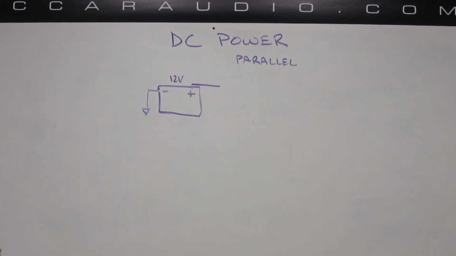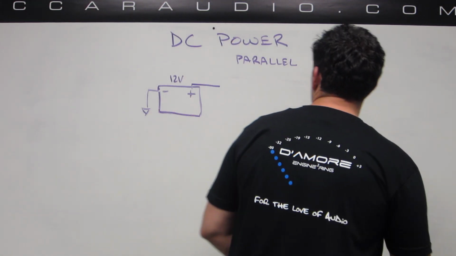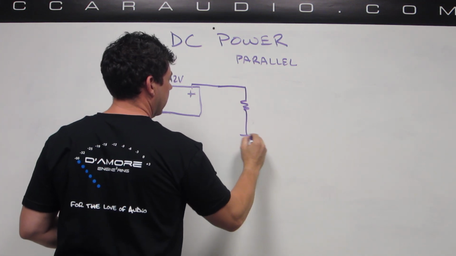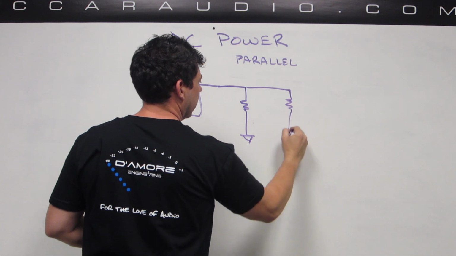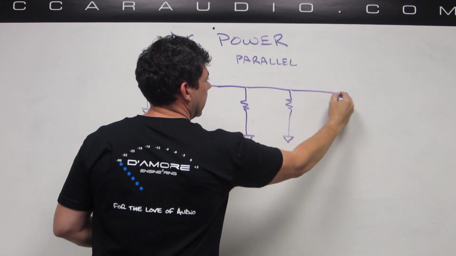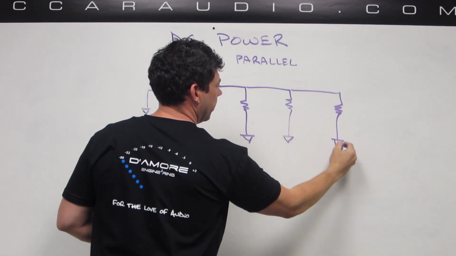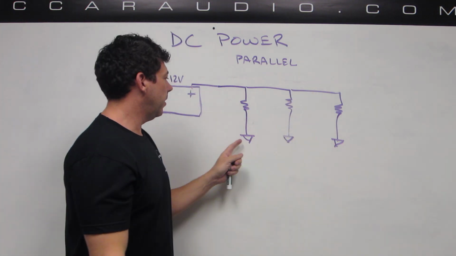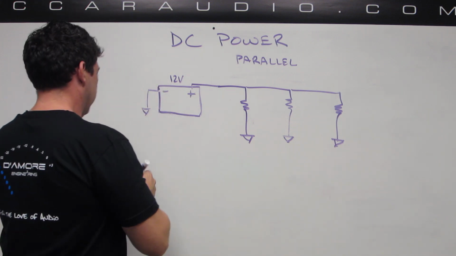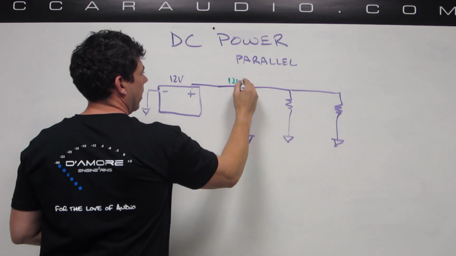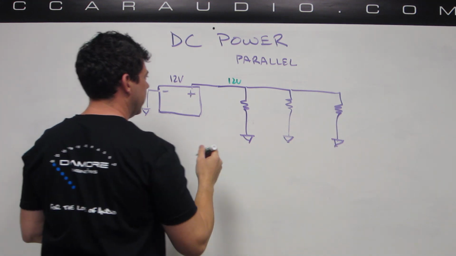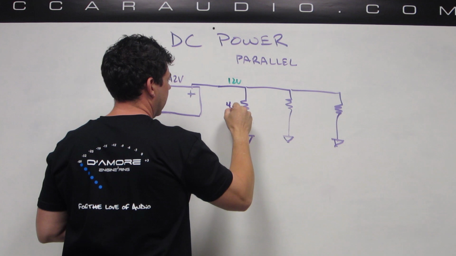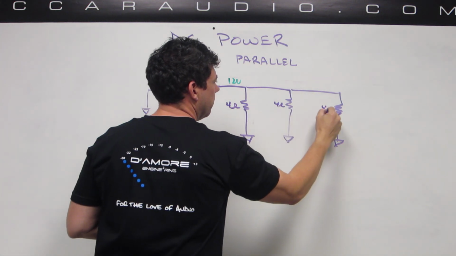Alright, let's talk about DC power and when things are in parallel now. So let's take our same loads, those same 4 ohm loads, and let's put them in parallel. Parallel means that the loads are connected at exactly the same place in the circuit on both ends. So you can see all these resistors here are hooked to 12 volts on the top, and they're all hooked to ground on the bottom. So this is 12 volts, all of this, and this is ground, all of this. So these are our same 4 ohm loads that we used in our other example.